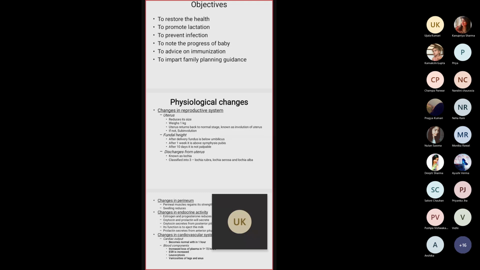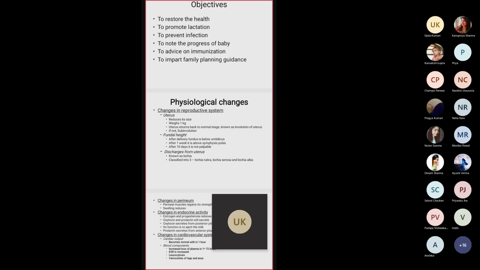If you're seeing the fundal height, just after the delivery, the fundus can be palpated below the umbilicus. And 1 week after the delivery, the fundus is palpated above the symphysis pubis. And after 10 days of delivery, we cannot palpate the fundus. Clear? So fundal height, after the delivery, it is just below the umbilicus. After 1 week of delivery, the fundus can be palpated above the symphysis pubis, and after 10 days, it is not at all palpable.